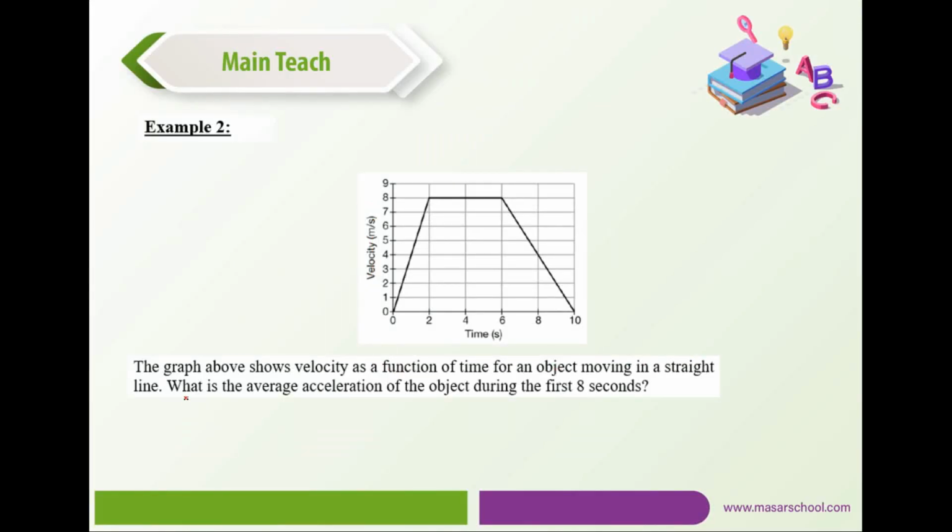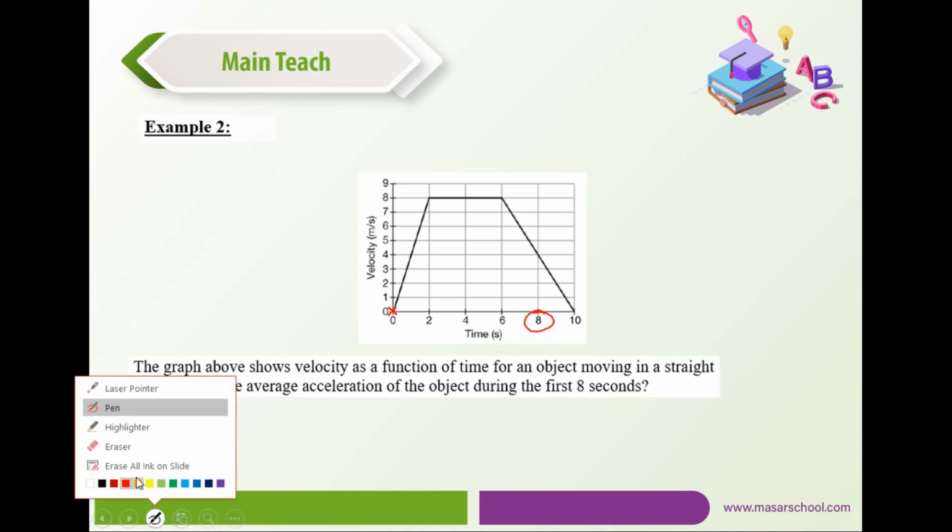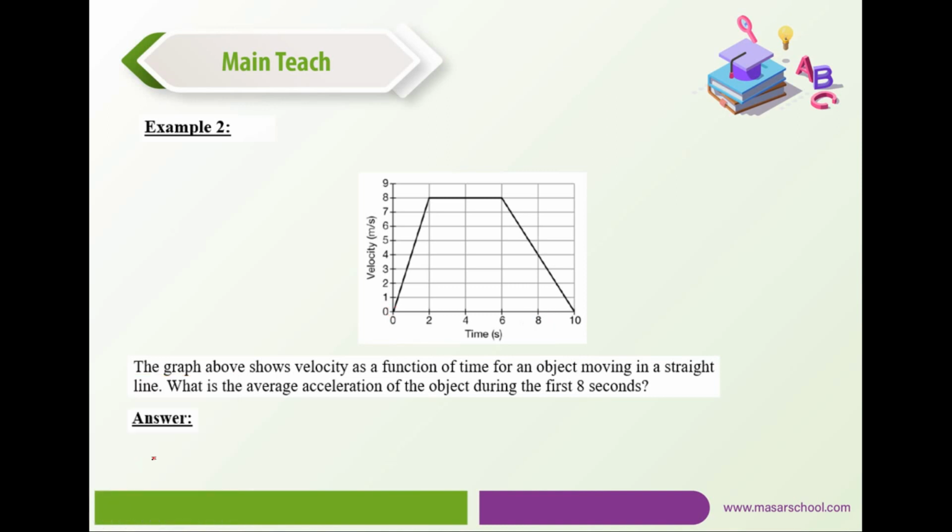For an object moving in a straight line, what is the average acceleration of the object during the first 8 seconds? Then that would be the initial instant, and that would be the final instant at 8 seconds. So let me erase the inking.